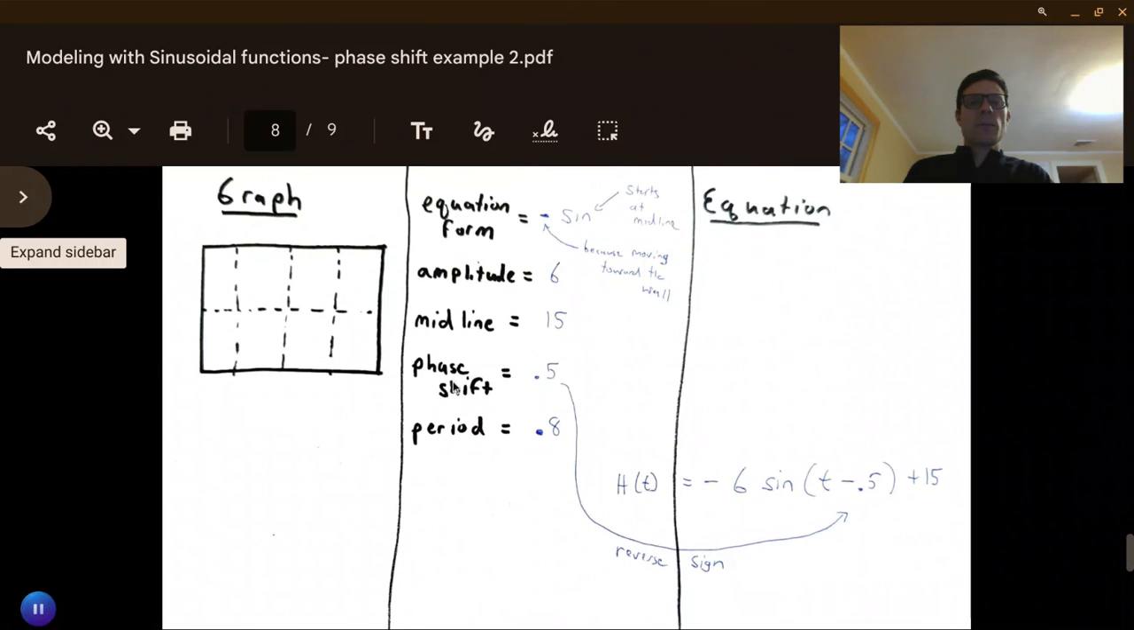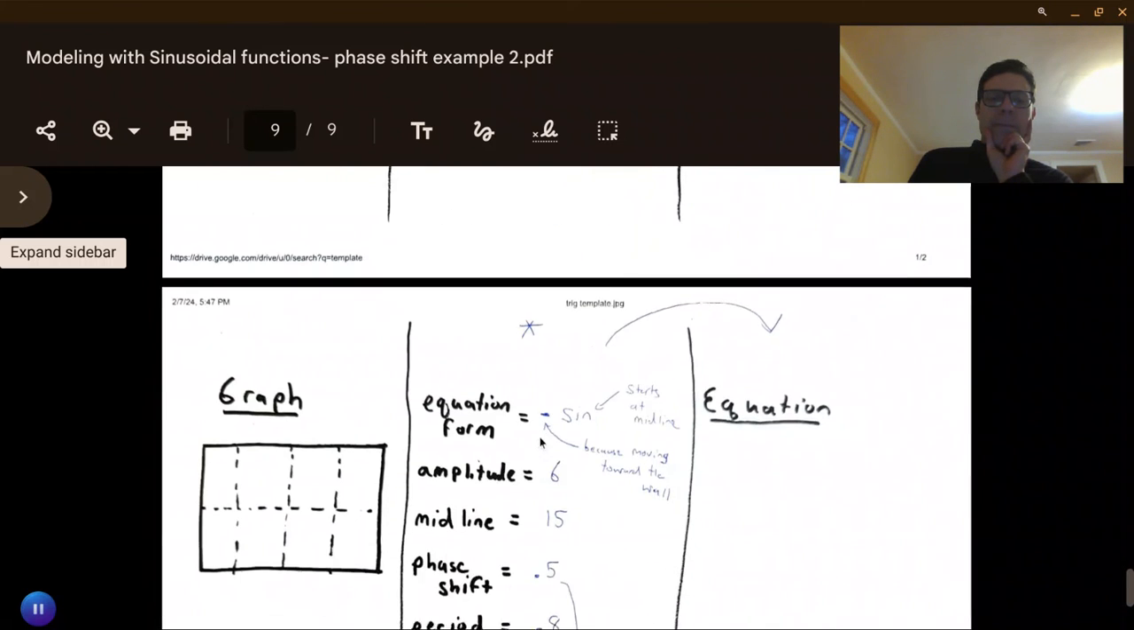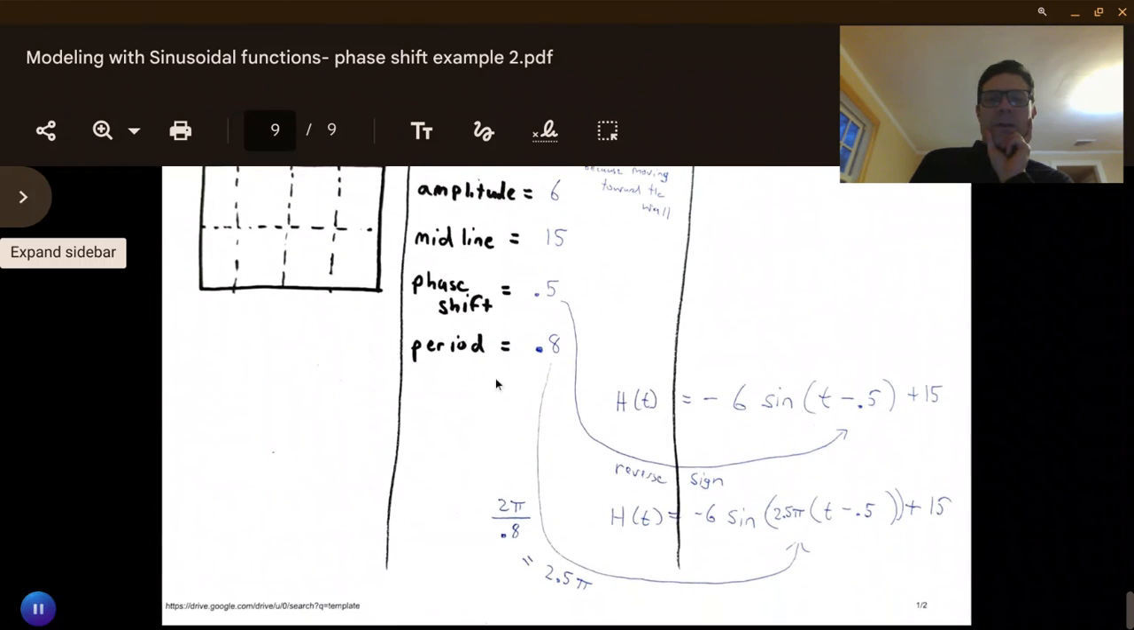Okay, first thing is I'm going to put the phase shift in. What's important to remember, though, is to reverse the sign. So if the phase shift is positive 0.5, then in the equation, it's got to be negative 0.5. Okay. And there's also a trick when we're going to enter the period in. If we want to enter the period in, we have to take 2 pi and divide it by the period. So 2 pi divided by 0.8 is going to be 2.5 pi. So that's what I put right here. And there is our equation for this problem. I hope that helped a little bit.